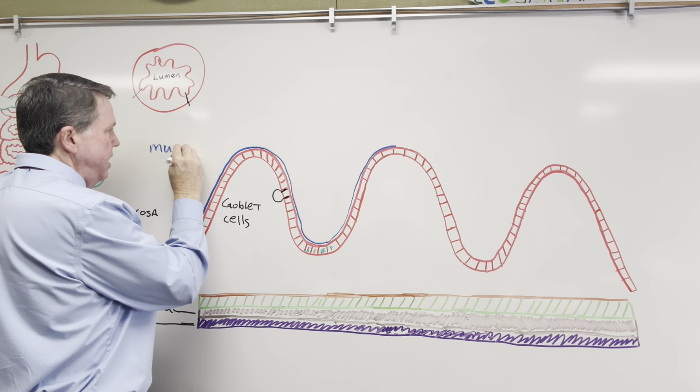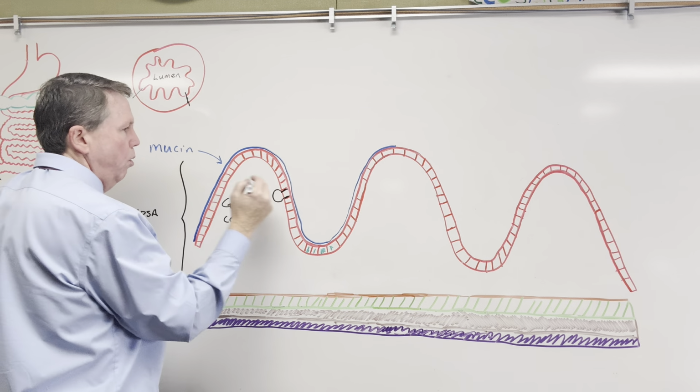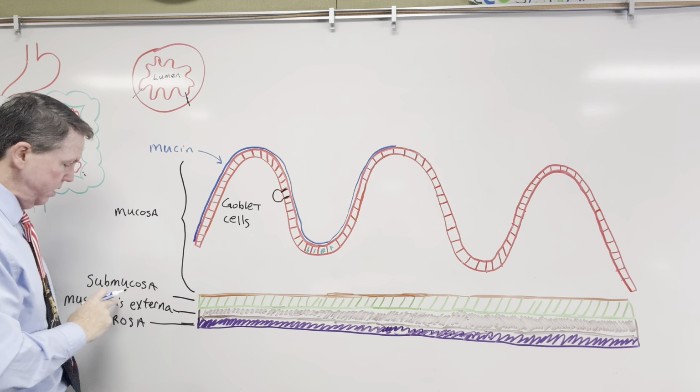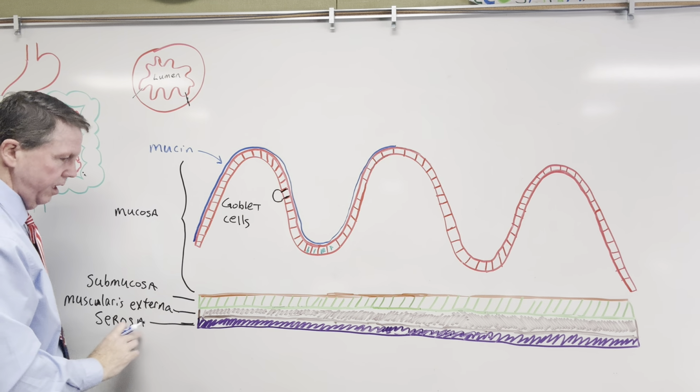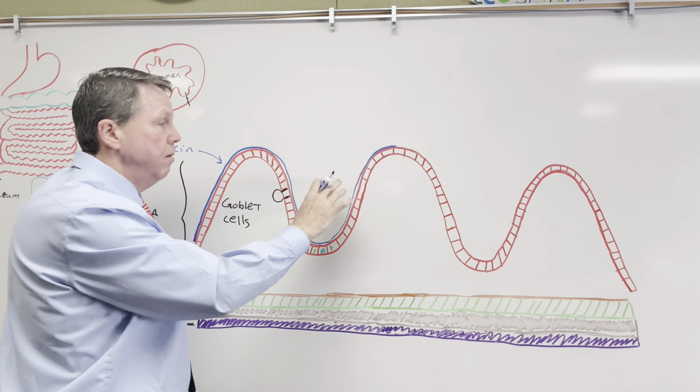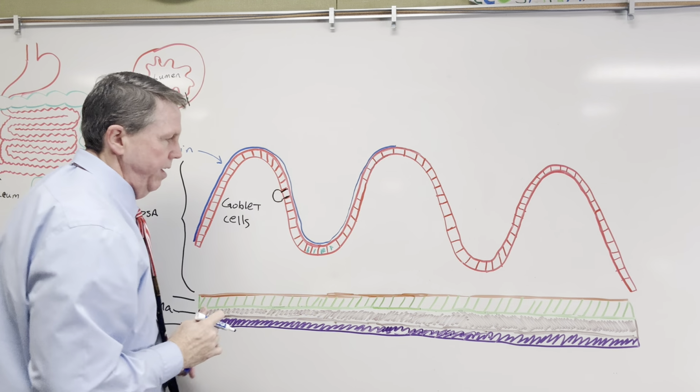Now, mucin is going to keep microbes from getting into this area here. If you notice, this says mucosa, then I have the submucosa, the muscularis externa, and the serosa. Mucin is the first line of defense against microbes getting down into this area.